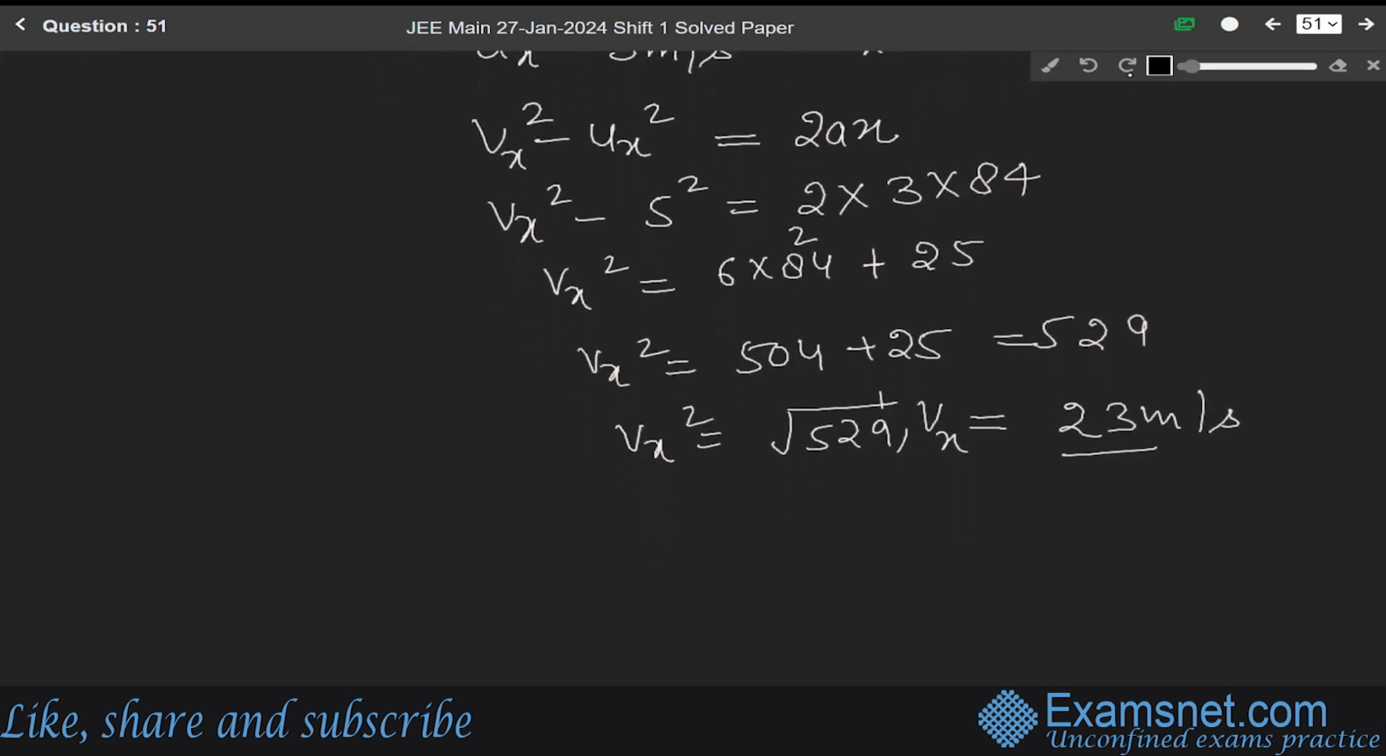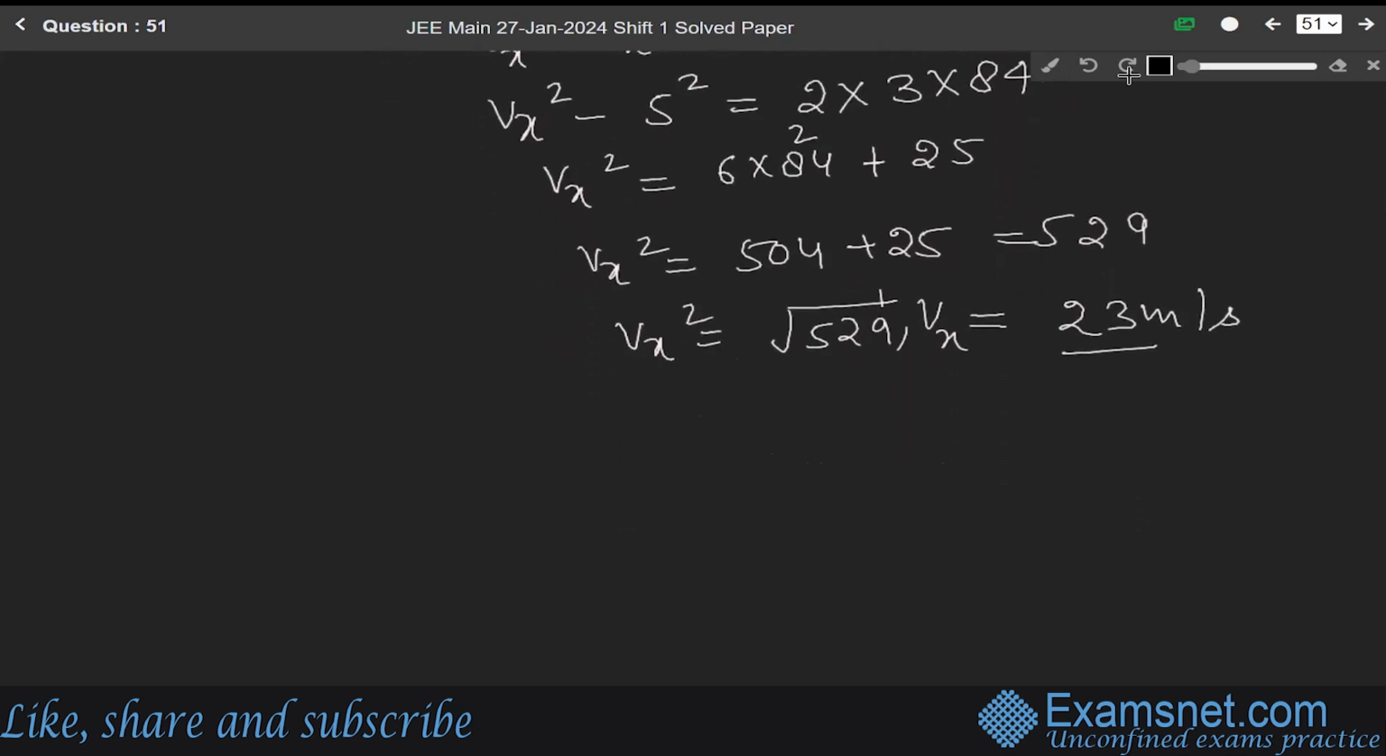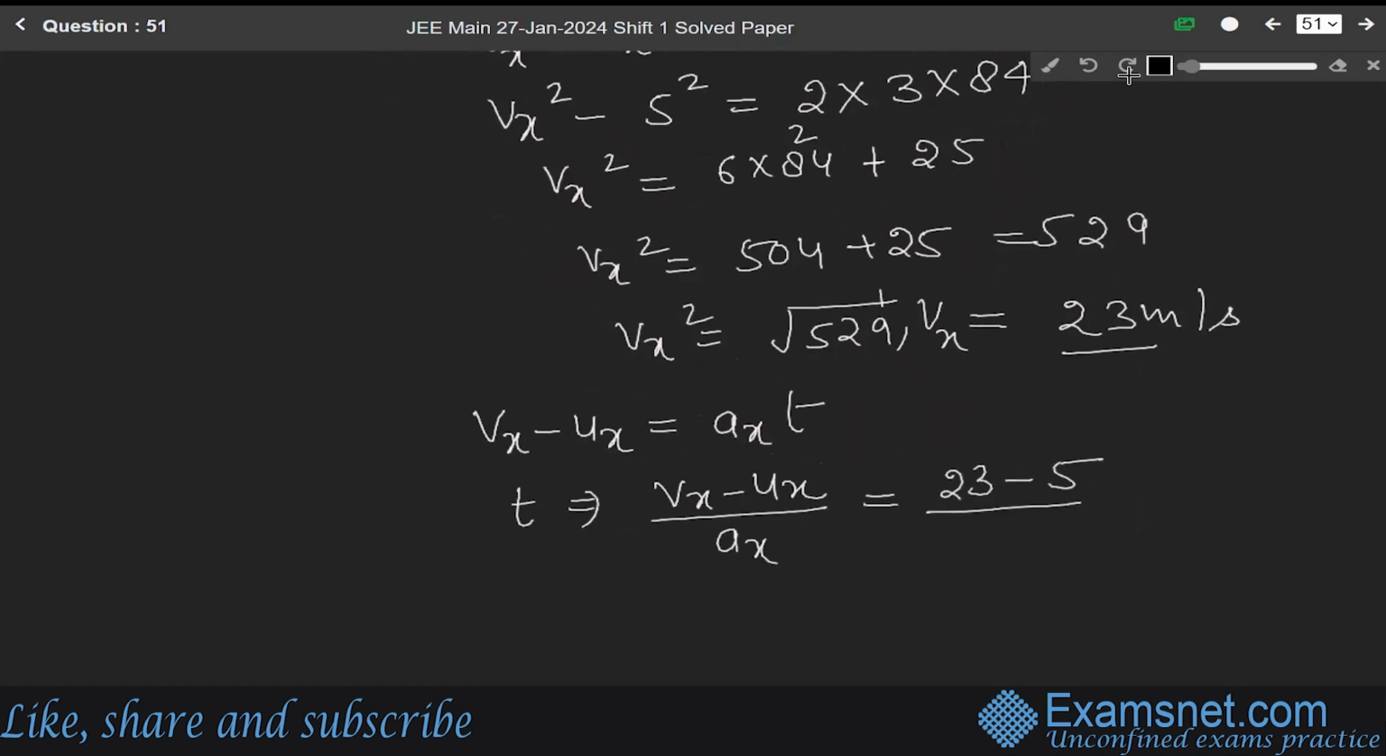Now from the first equation of motion, vx minus ux equals axt. So t will be equal to (vx minus ux) over ax. It will be equal to (23 minus 5) over 3. It will be equal to 6 seconds.